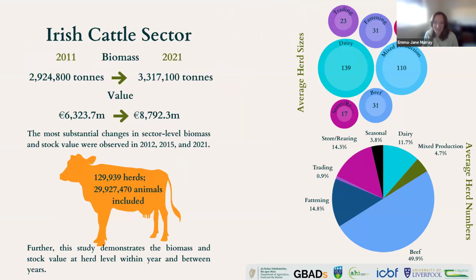And these are some of the results that you can get from big data from things like the disease eradication programs or national cattle registration systems. So, for instance, our estimates on livestock biomass and its associated stock value, as you can see on the top left there. You can look at temporal changes over the years, between years, and also within years. You can look at that at sector level, herd level, and animal level as well.